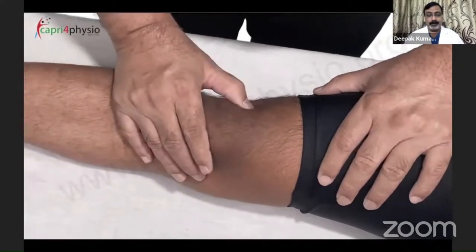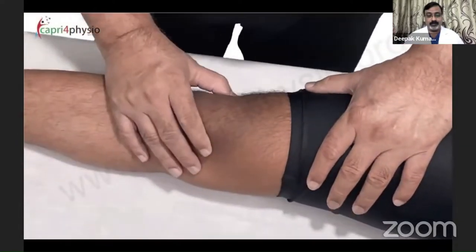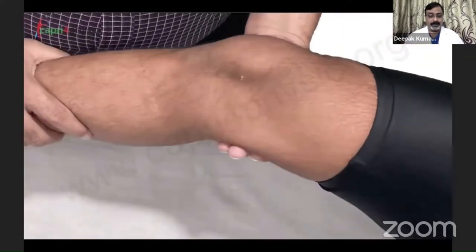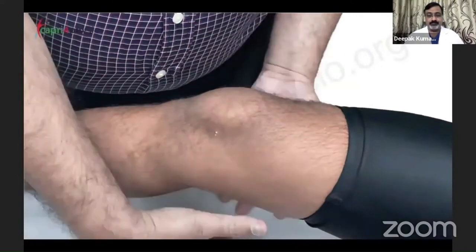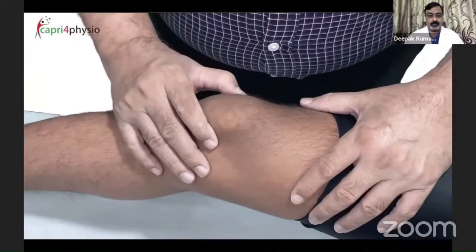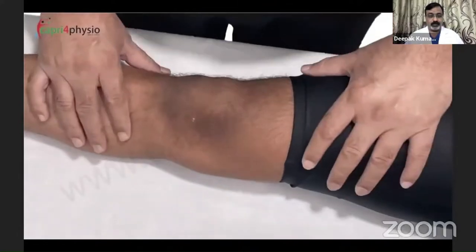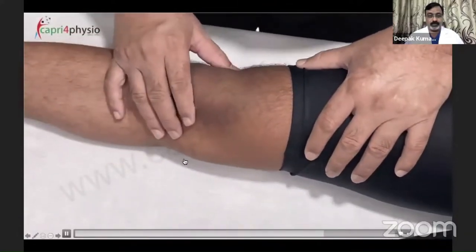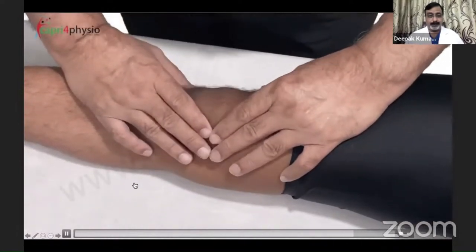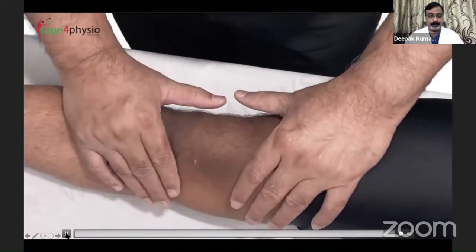So do a gentle massage. You treat the patient in different ranges for releasing the retinaculum, like in a fully extended position, and then in a slightly flexed position, where you can keep a pillow or towel. Then again, you do the gentle massage on the lateral side to release the retinaculum. In the same way, you will do it in the 90-degree flexed position also. Once you release the lateral retinaculum, it's a good idea to mobilize the patella from medial to lateral and then from lateral to medial.